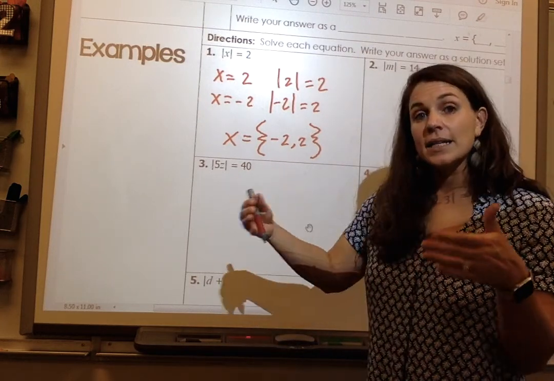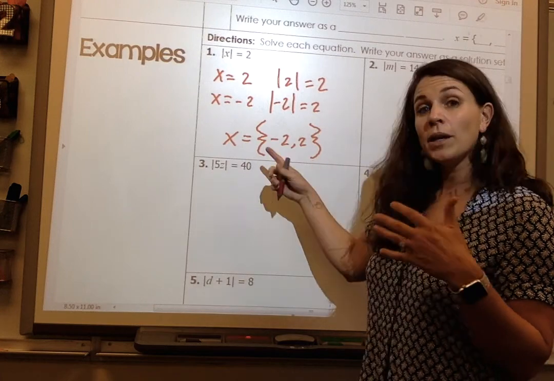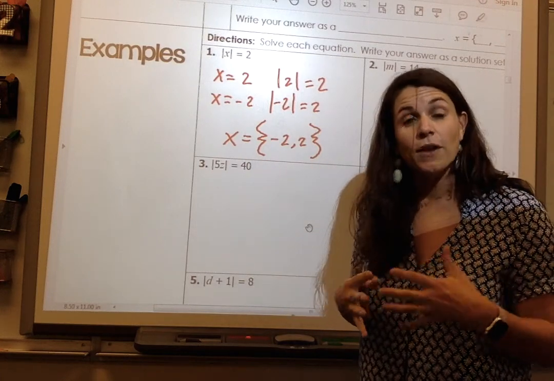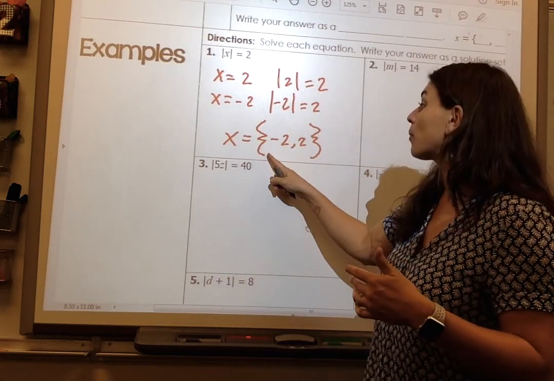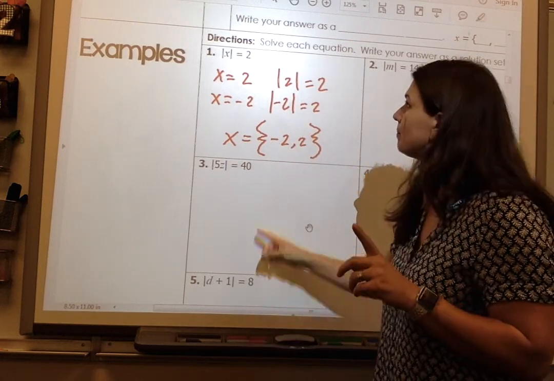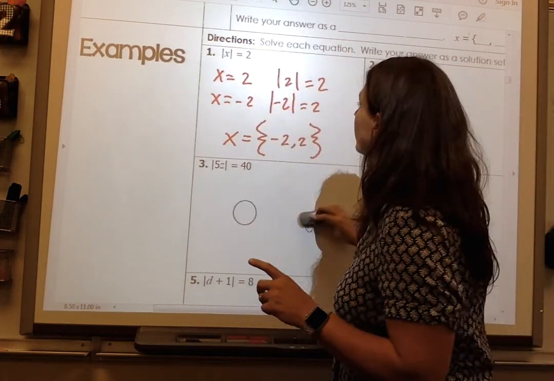Notice inside it's least to greatest. So if you tell me 2, -2, you will get points off. So for the full points, I need a bracket, least to greatest. That's number 1. Now, let's look at number 3.